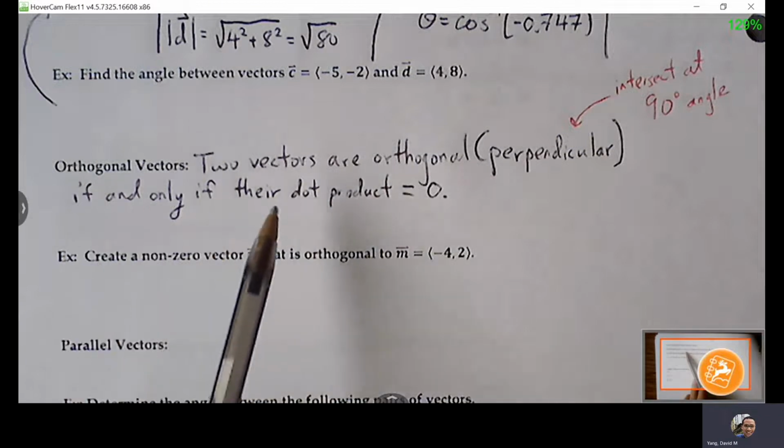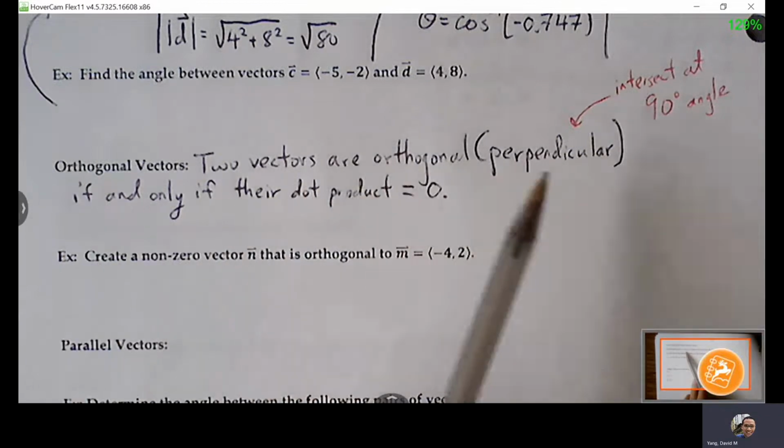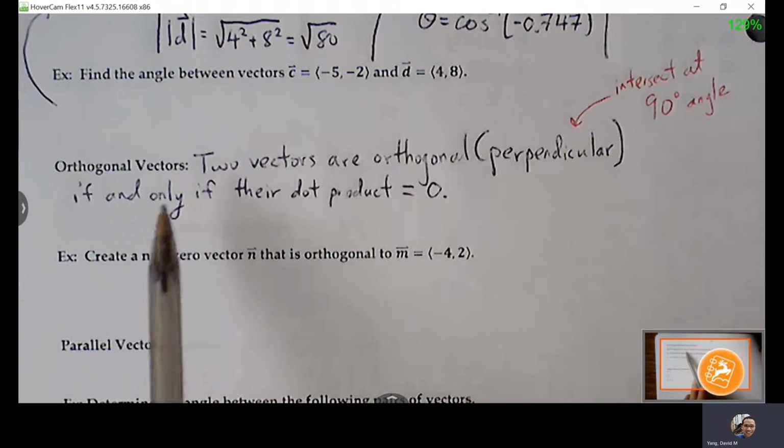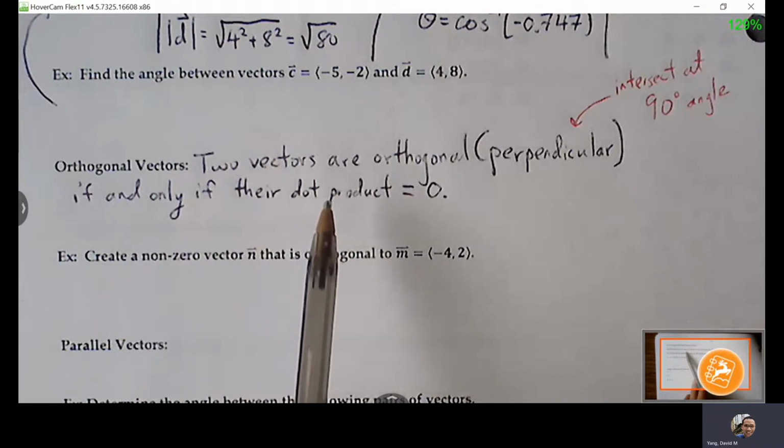Okay, two vectors are orthogonal, or another word, perpendicular, if and only if their dot product is equal to 0.